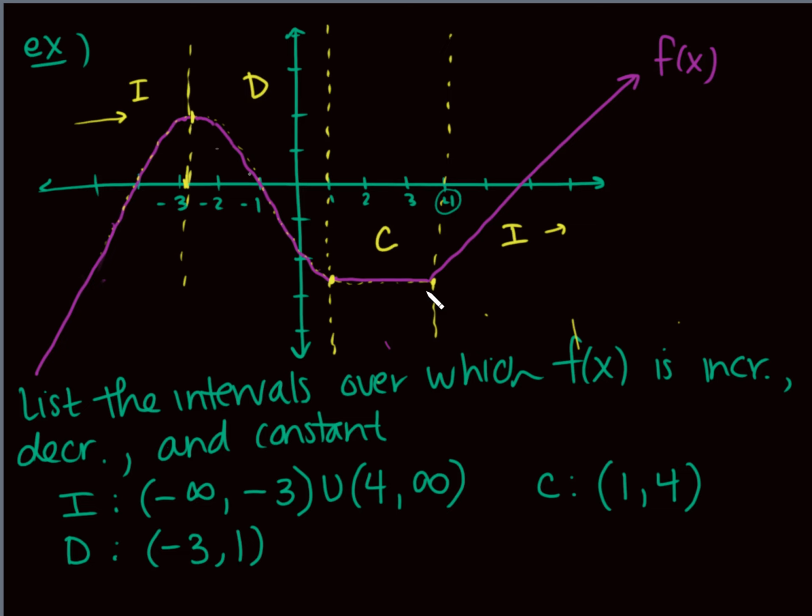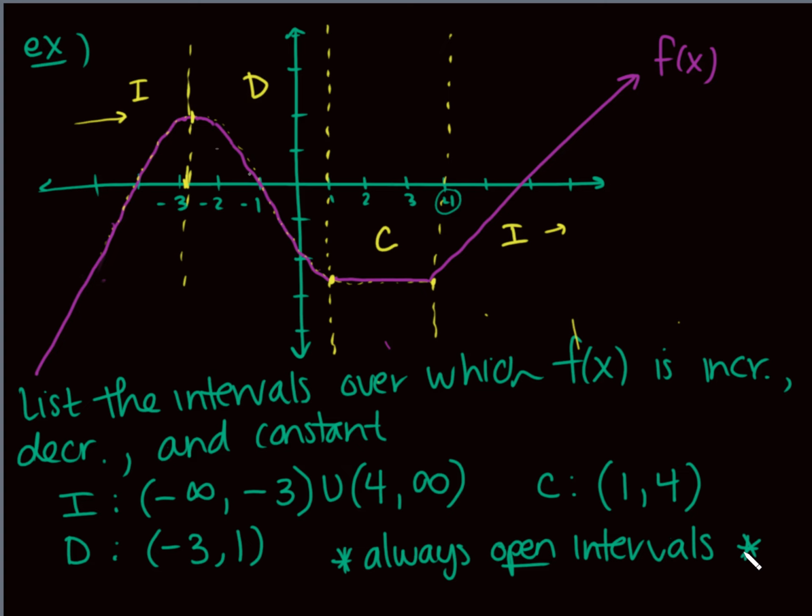Again, always, always, always, always open intervals. What do I mean by open? I mean you're never going to put a square bracket around those numbers when you're listing intervals of increasing and decreasing. Okay, I hope that kind of makes sense.